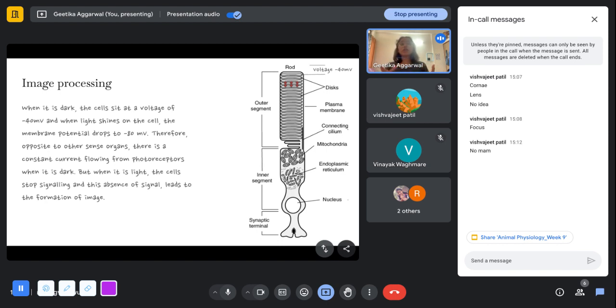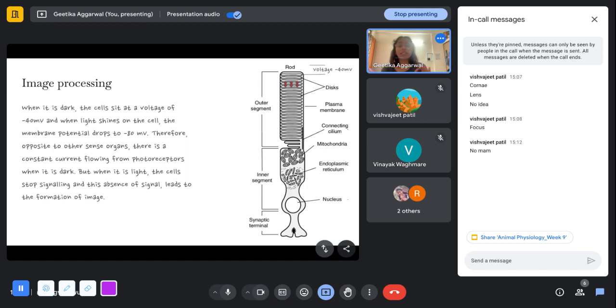This is somewhat counterintuitive because in all the other sense organs, like the mechanoreceptors of the ear, the olfactory receptors in the nose, or the gustatory receptors in the tongue, all of these sit at a resting membrane potential of minus 80 millivolts, and when they receive a signal is when they fire an action potential, and their voltage goes towards the positive end, right? Their voltage becomes more than minus 80, going towards the positive end. But for the rods, it is opposite.